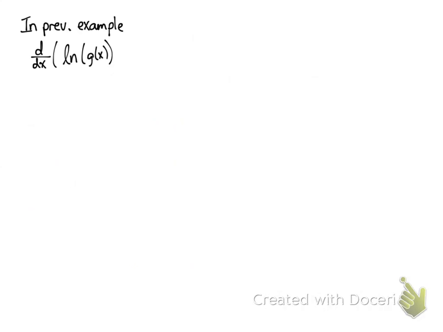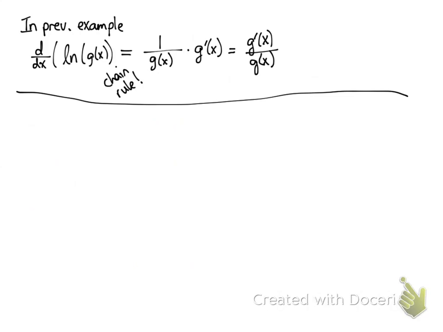In the previous example, we did the derivative of the natural log of a thing. In that last example, it was the natural log of tangent x, but we can think of taking the derivative of the natural log of any old function, g of x. Well, how would we do that? The derivative of a natural log is 1 over the thing, so 1 over g of x, but then the chain rule says I have to multiply times the derivative of the inside, so that's times g prime of x. So the derivative of a natural log of something is the derivative of the something over the original something. So the derivative of natural log of g is g prime over g, and you can use this to quickly do derivatives of natural log of stuff.